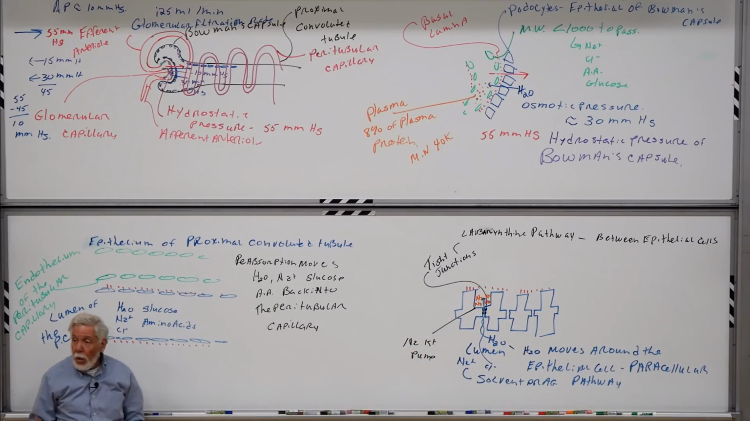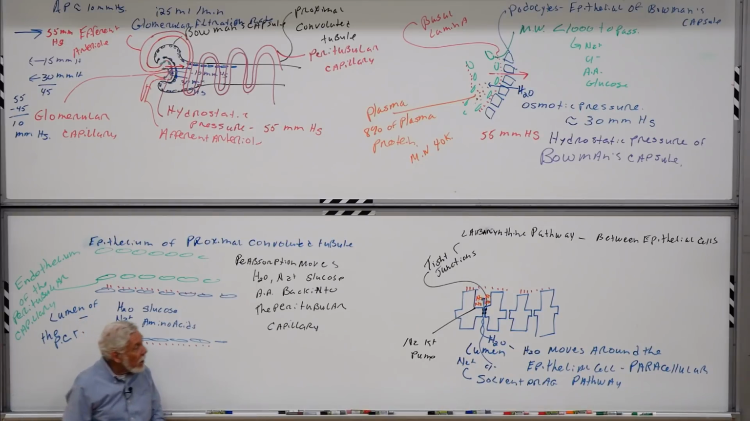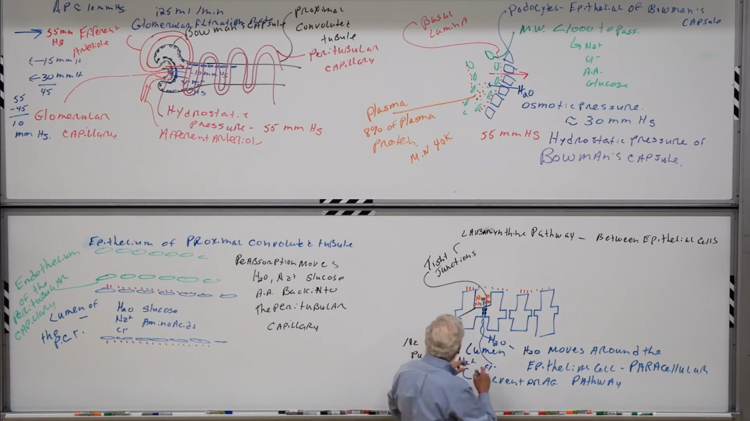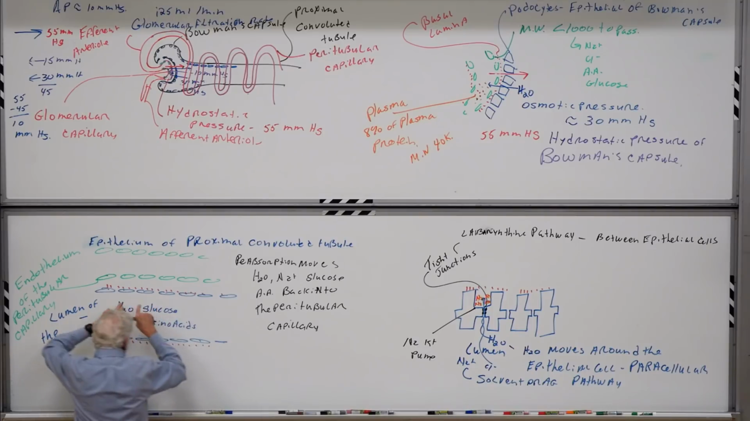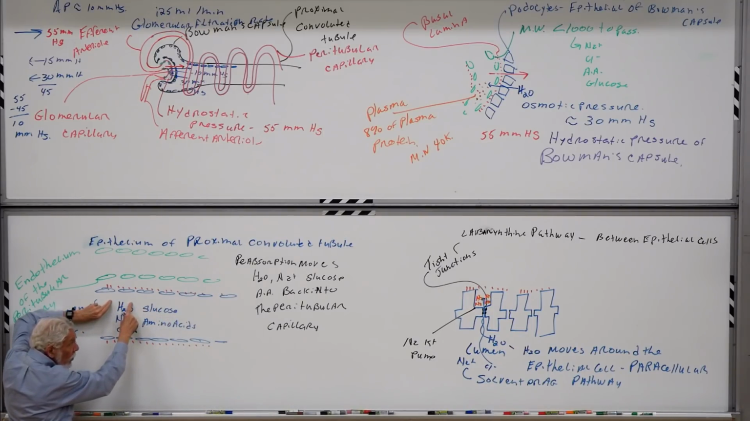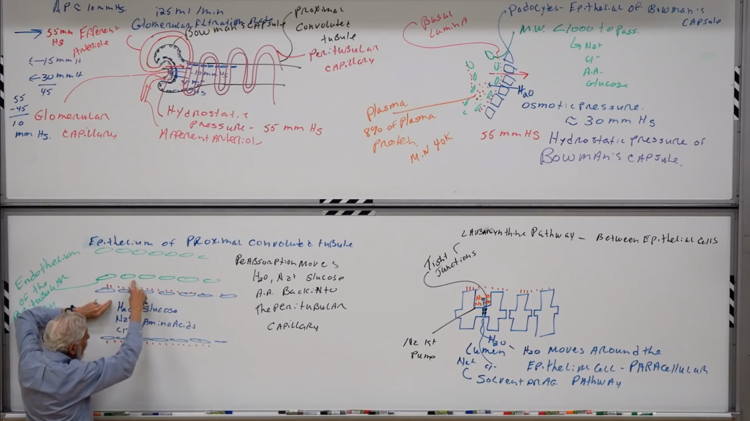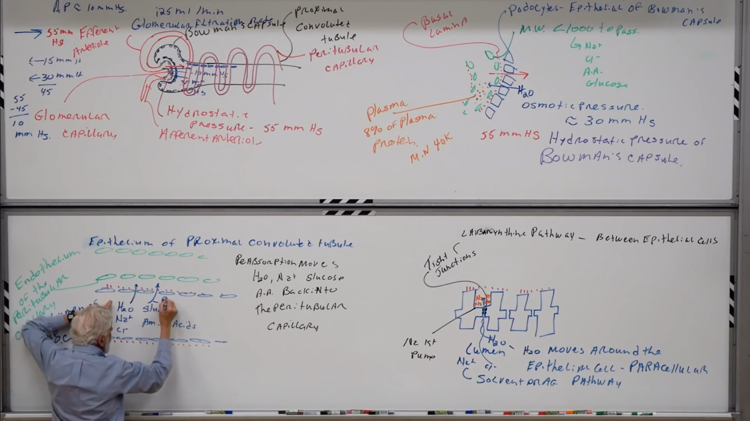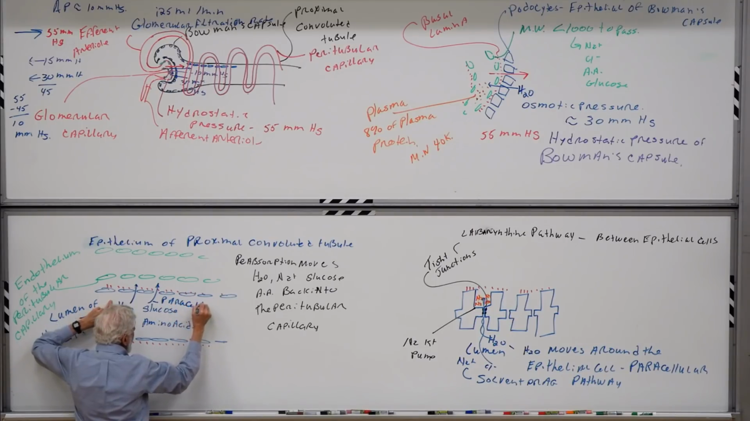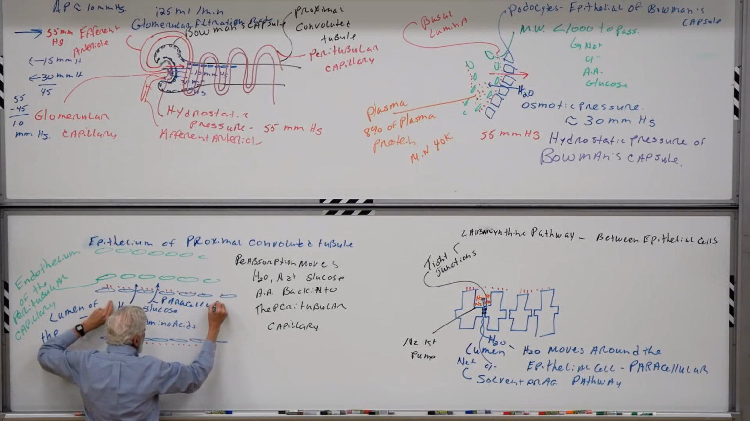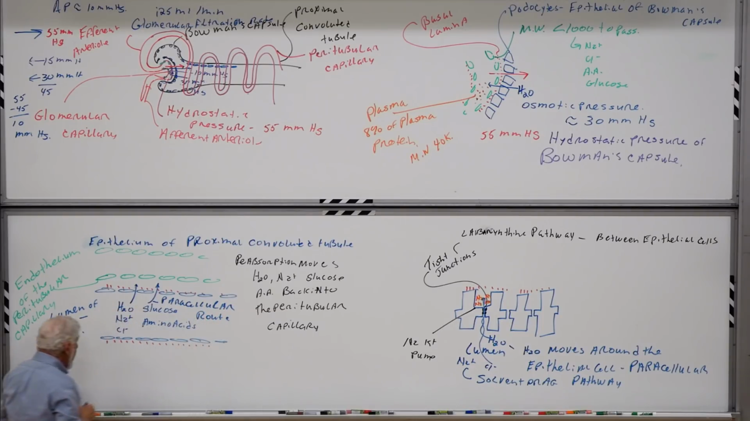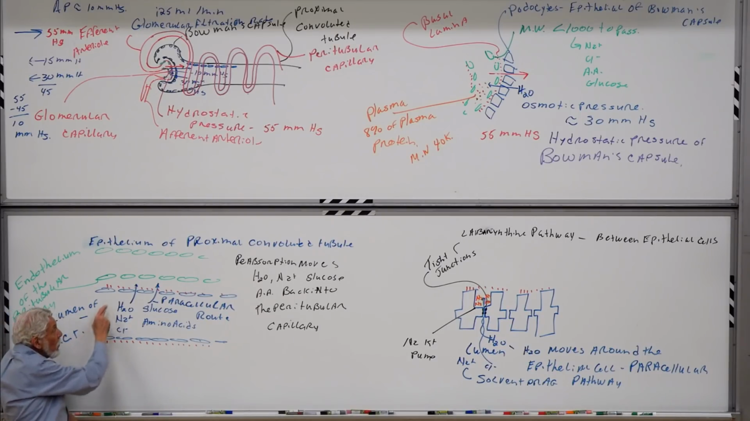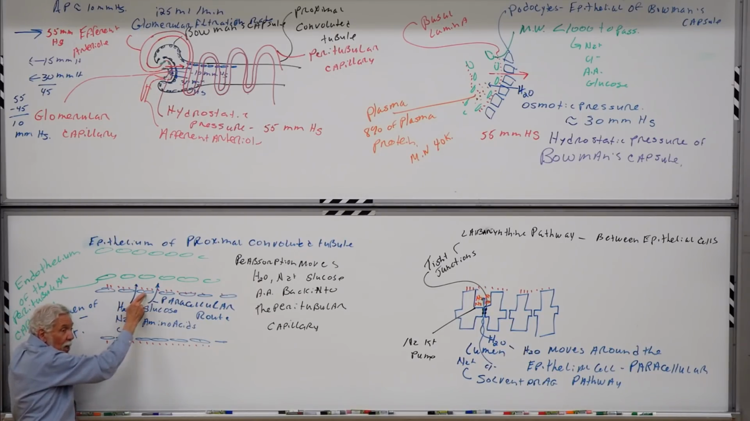Most of the movement of sodium and chloride and water from the proximal convoluted tubule back out into the extracellular space, most of that movement occurs between the cells in the so-called paracellular route. So now we're moving the bulk of the sodium and the chloride and the water around the cells.